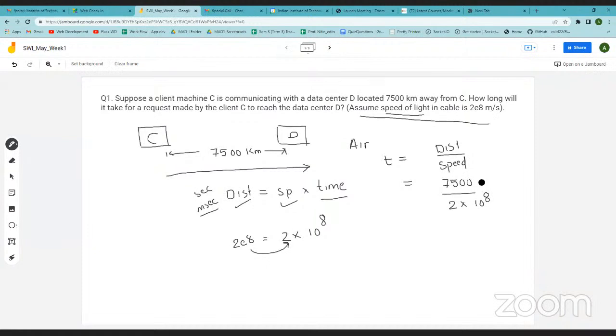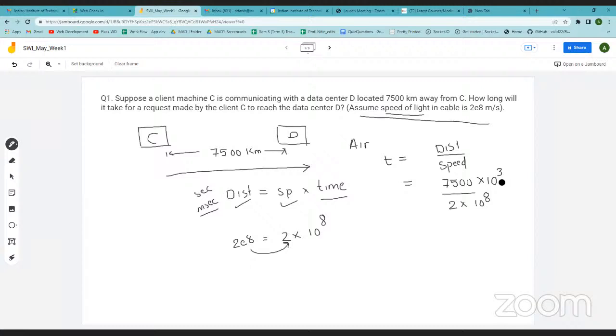So either you convert this into kilometers per second, or you convert the distance into meters. You can do either, but what I'm doing is converting kilometers to meters. Obviously we know the relation, 1 kilometer is 1,000 meters, so I've multiplied the kilometers by 10 to the power 3 to make sure it is in meters. Now one thing that I want to emphasize is units.